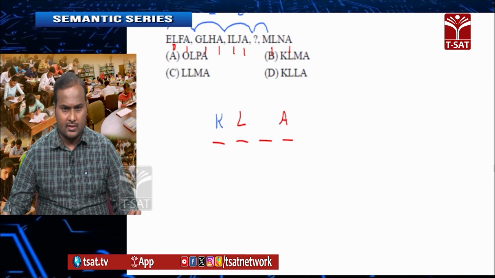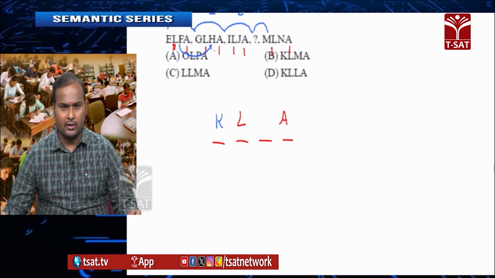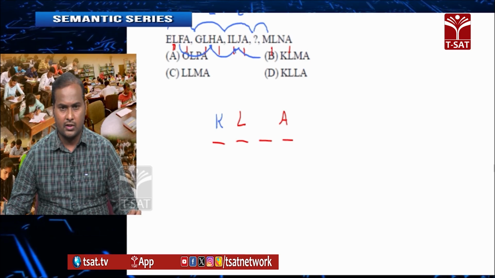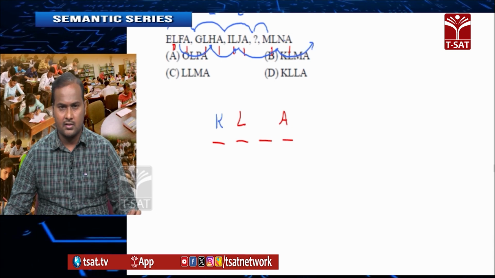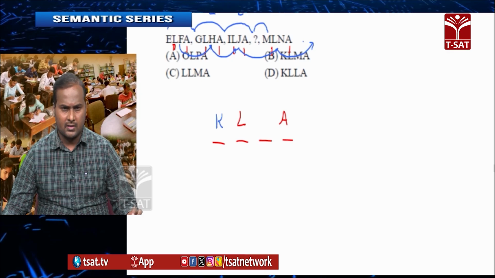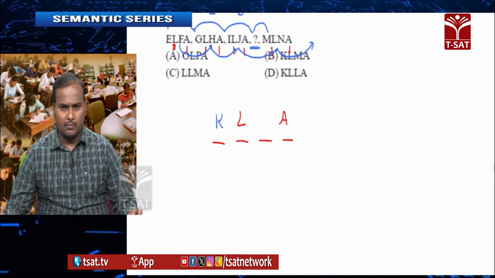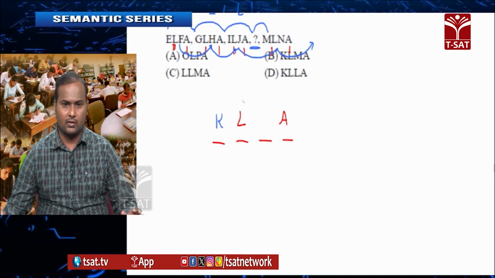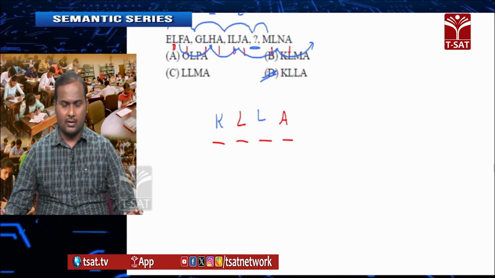Now we will see the next series. Here it is F, it is H. So F to H it is increasing by 2, H to J also it is increasing by 2. Again J to N is also increasing by 2. Sorry, here we need to find out the answer, right? So obviously here J, J plus 2, J is 10, plus 2 is 12. So your answer is L. So your answer is K, L, L, A. So your answer is option D.